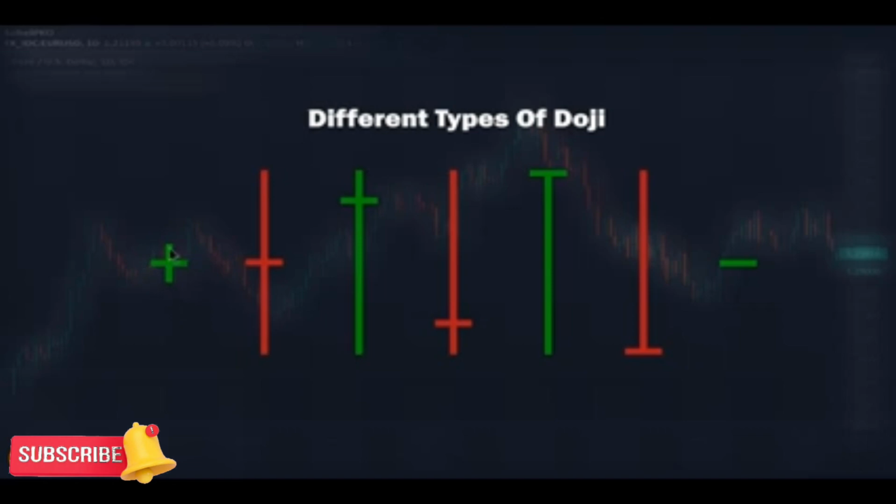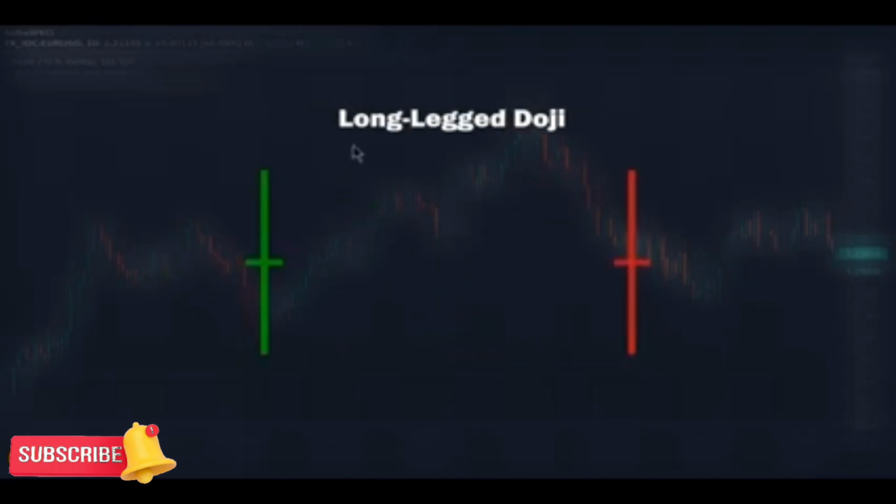We can just call it doji. Now let me explain the other dojis in detail. The second kind is long leg doji. It's similar to plus sign doji, but with long shadows. It's actually like the spinning top with long shadows, but here we don't have body.